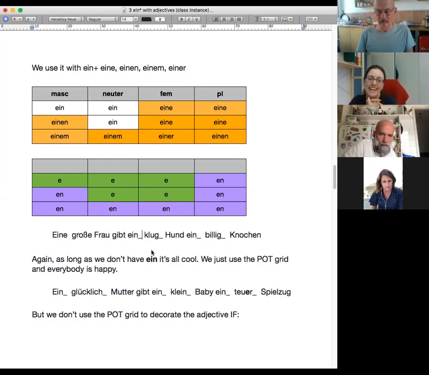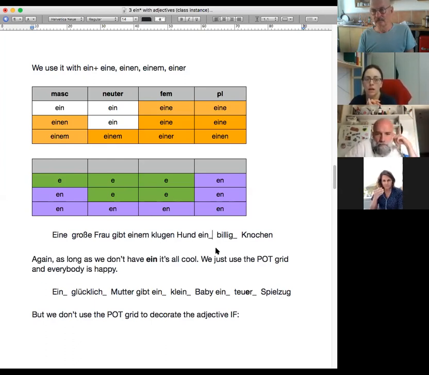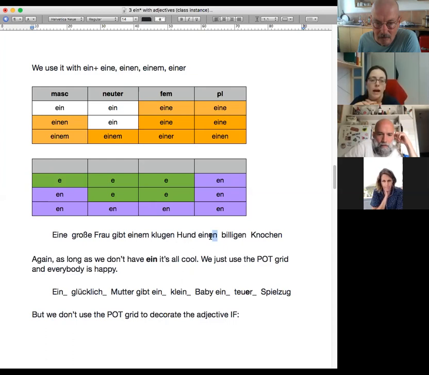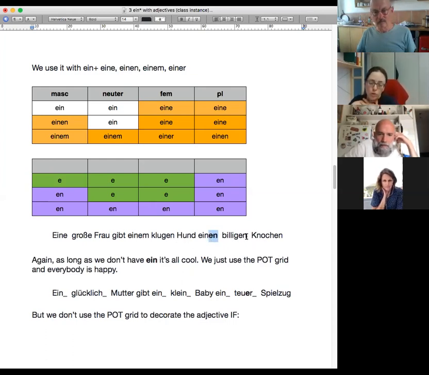This one? Einem klugen Hund. No, it's masculine. Einen. If it was ein, then we'd have a problem. Einen billigen. Yeah. Read the sentence. Eine große Frau gibt einem klugen Hund einen billigen Knochen. Notice that if you've got einen, it's going to be billigen. If you've got eine, it's going to be große. You don't have to think about that.